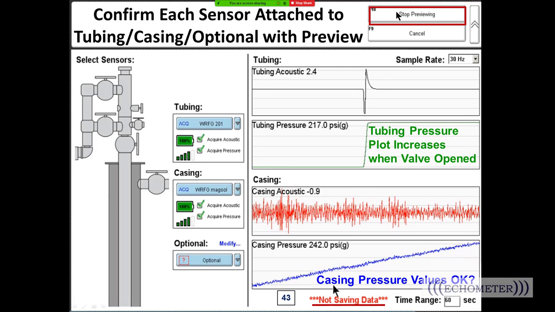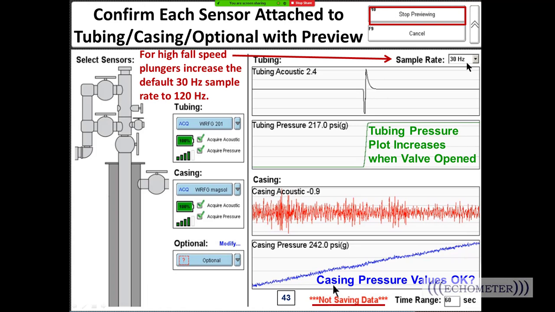We stop previewing, and before we stop, we want to make sure we've set the sample speed correctly. The sample speed, again, is typically 30 samples per second for a padded plunger, because they typically fall slow and they seal well. Then probably 60 samples per second for a solid plunger. And then for a bypass plunger or two-piece plunger, 120, 240, or 480 samples per second. The two-piece plungers fall really fast, so you may have to go at 480 samples per second.